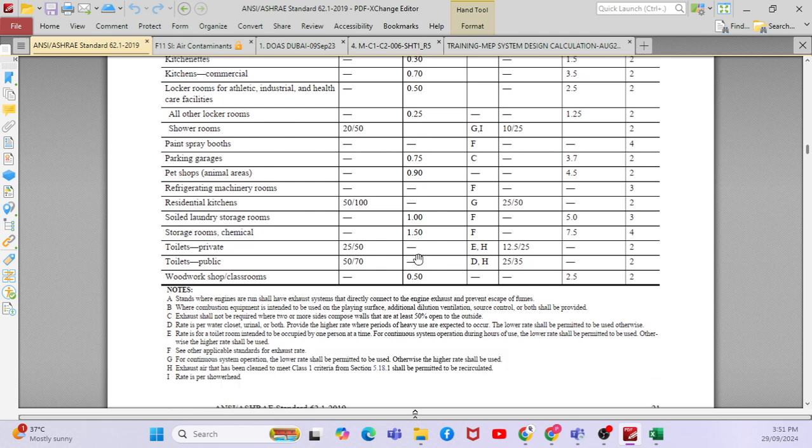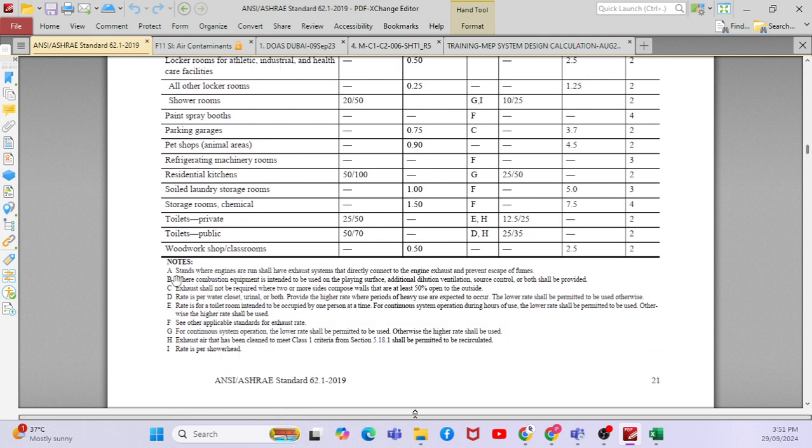So here there is a category. If you read the notes A to I that they have given here, say for example toilet private: E and H. What is E? The rate is for a toilet room intended to be occupied by one person at a time, right? For continuous system operation during hours of use, take the lower rate, which is 12.5. If it is uncontinuous operation, like whenever you operate the toilet, at that time you switch on the toilet fan, that means it is not a continuous operation.